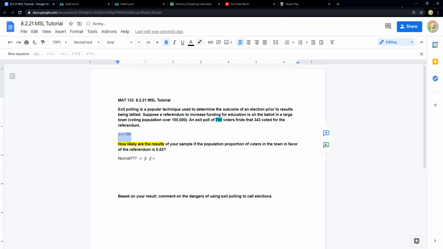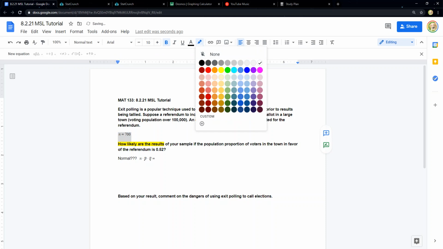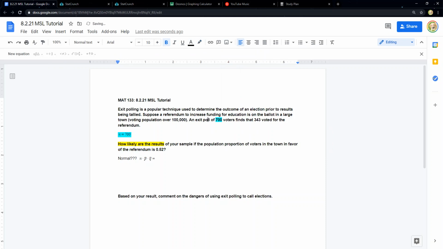Which, by the way, we can also tell offhand that this is independent because 700 is way less than 5% of 100,000. So we also know this is independent. And they say it's, well, we're having a little bit of an issue with perhaps randomness, but that'll be another issue.